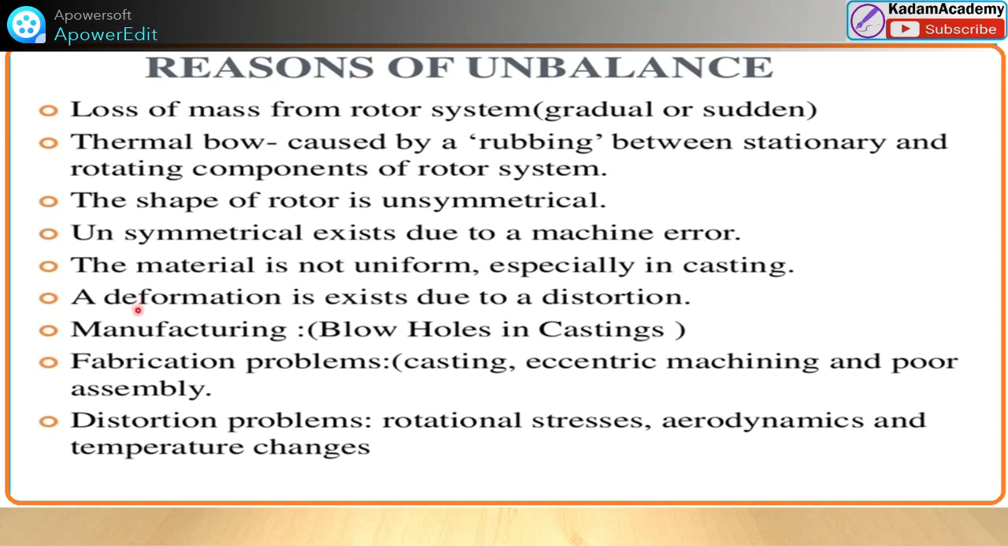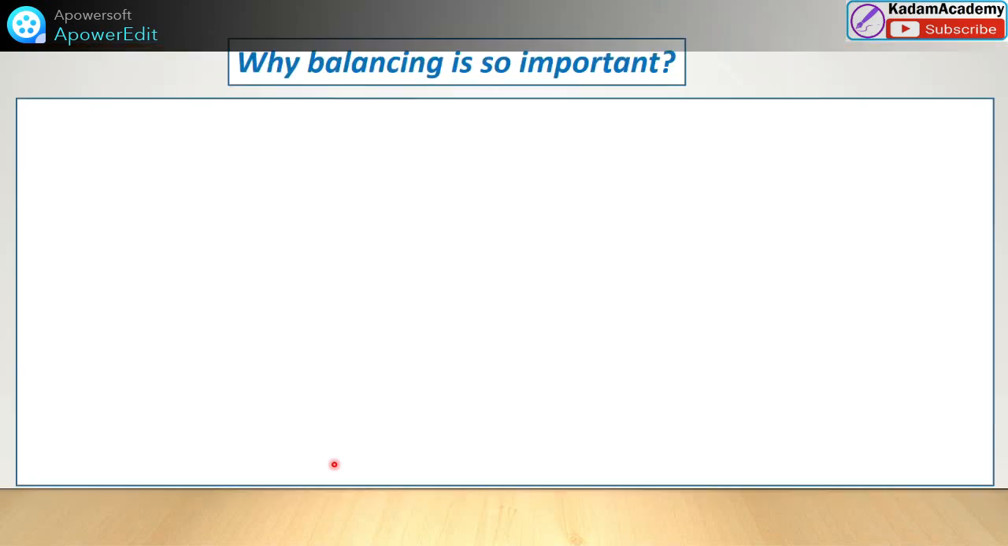Deformation exists due to distortion, manufacturing, or tolerances. During manufacturing, fabrication problems such as casting, eccentric machining and poor assembly will cause the unbalance. Distortion problems, that is the rotational stresses, aerodynamic effects and temperature changes, will also create the unbalance. So these are the reasons; there are various other reasons besides these.